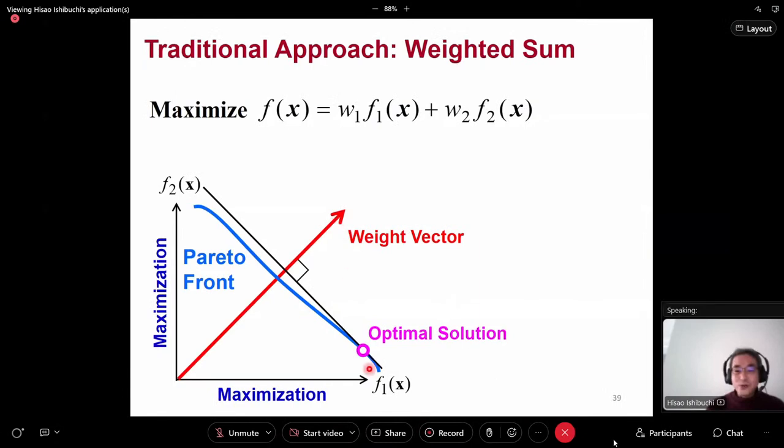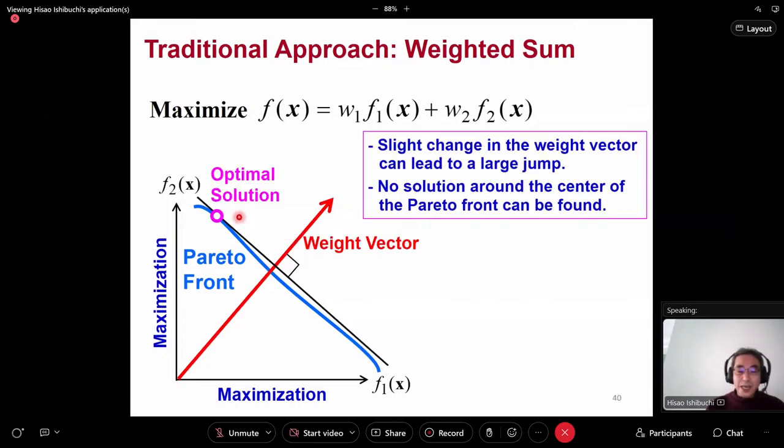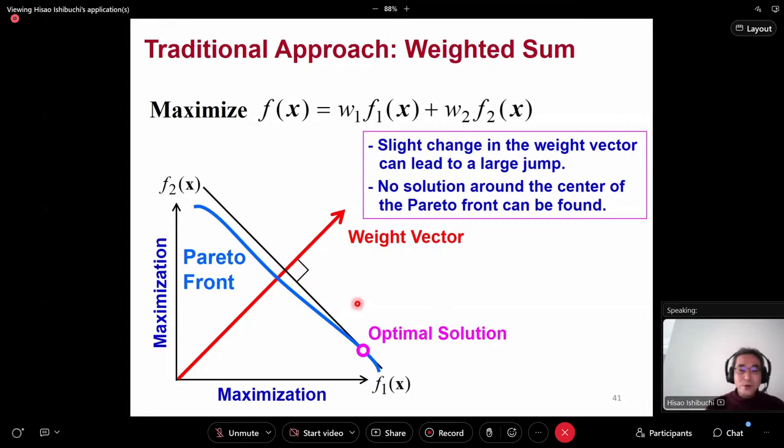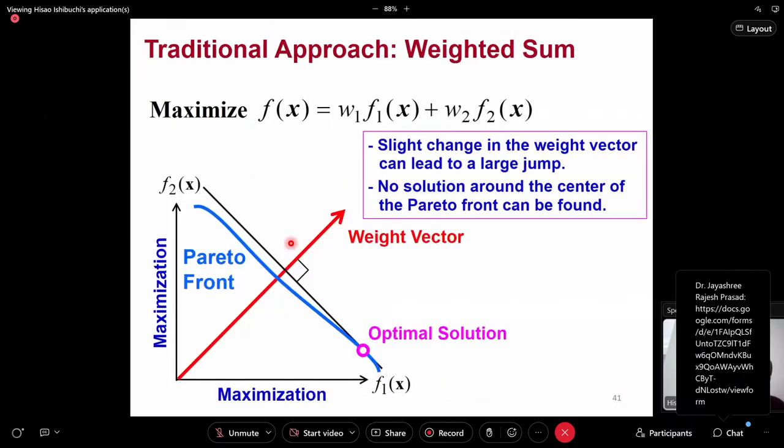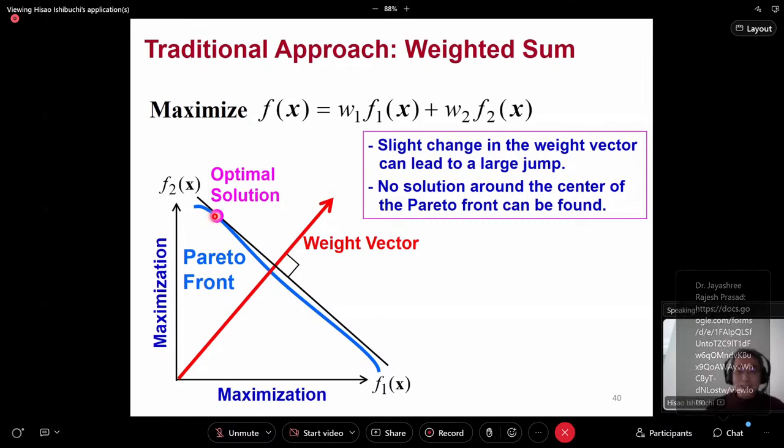With this weight vector. So in order to find a solution around here, you may change the weight vector. Now your solution is here. This simple example shows that a slight change in the weight vector can lead to a large jump from here to here, and no solution around the center of the Pareto front can be found. For this weight vector, we have this point. Then, slightly changing the weight vector, we have this point. So we cannot find a solution around the center region. This is a large disadvantage of the weighted sum approach.